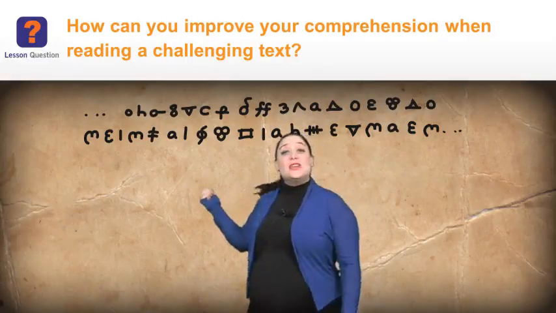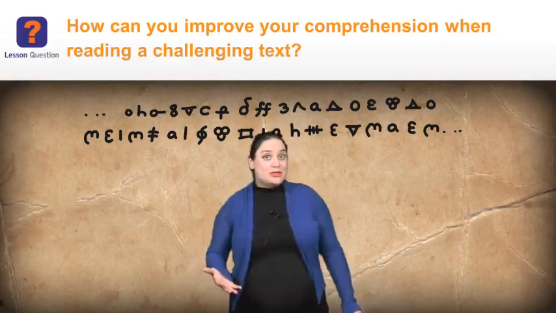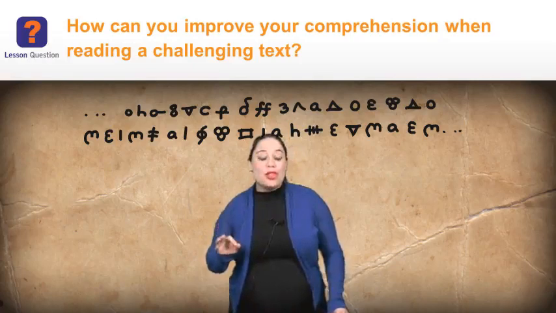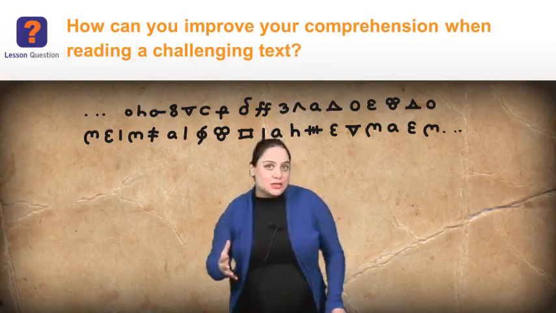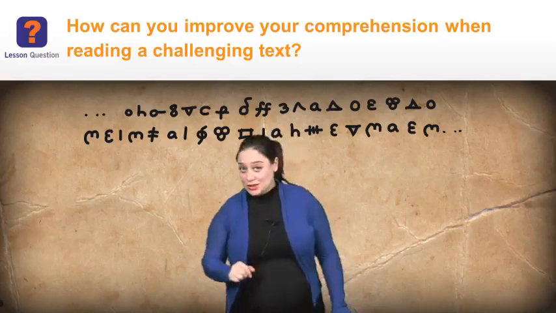Take a look at this secret code behind me. Now, it may just look like a list of random symbols, but actually, a secret code like this one was used as part of a plot to assassinate Queen Elizabeth, who was the Queen of England during the 1600s. Let me tell you the story.